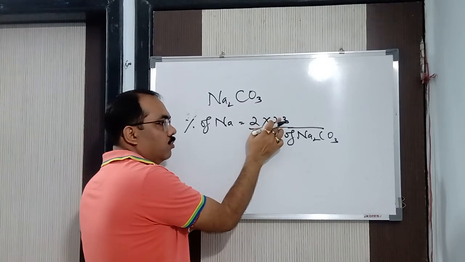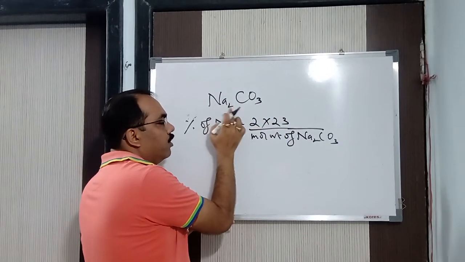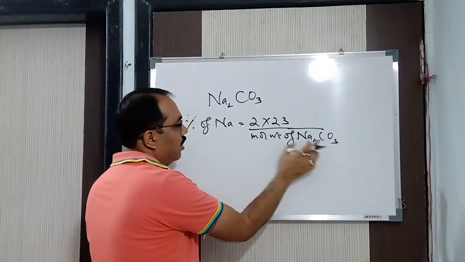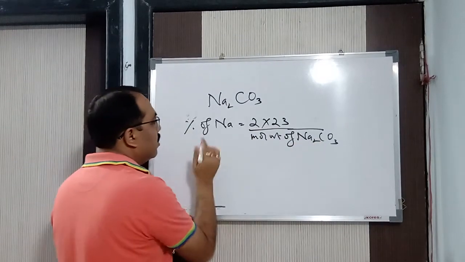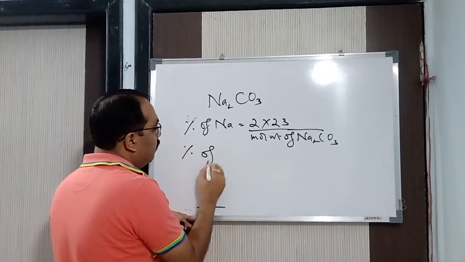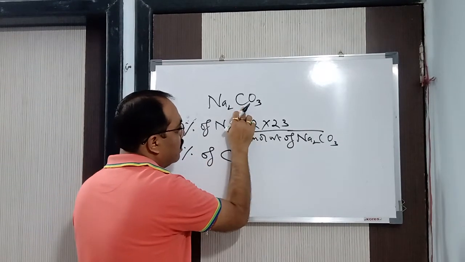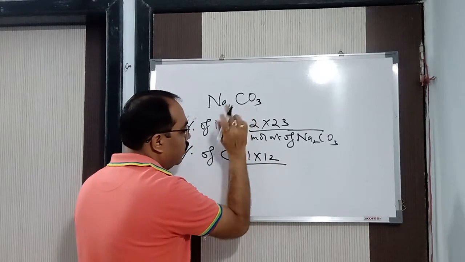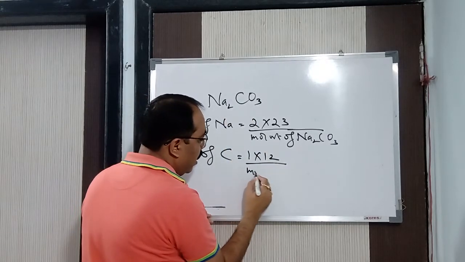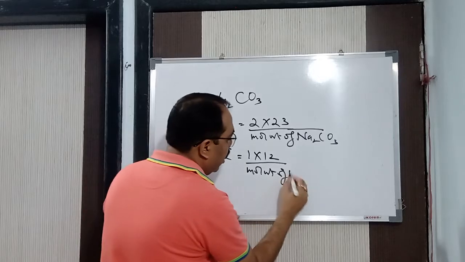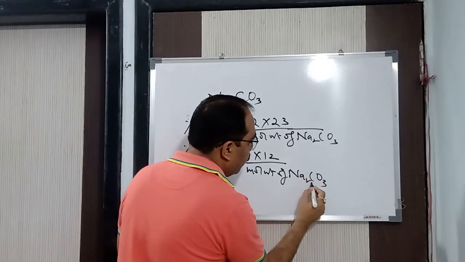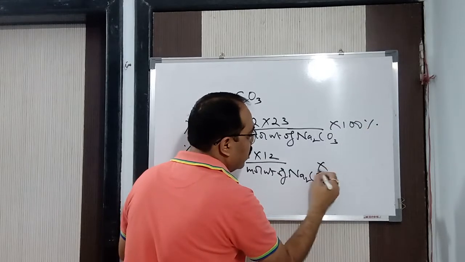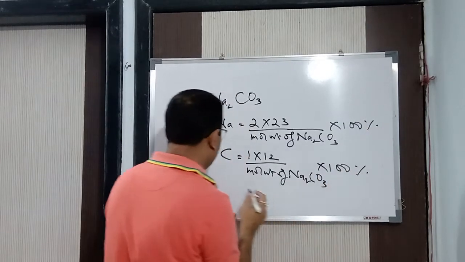Now this will be given to you. Atomic weight will be given to you, don't worry, divided by the molecular weight of sodium carbonate. I'll tell you how to find the molecular weight also. Now in this way you got the percentage of sodium. Similarly, percentage of carbon. How many carbon is there? 1. What is the atomic weight of carbon? 12. This will be given to you. Again I repeat. Now divided by the molecular weight of Na2CO3. Now all you have to do is multiply by 100%, because you have to convert into percentage.